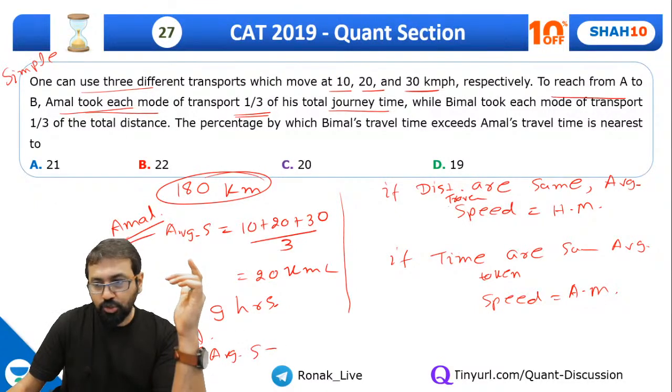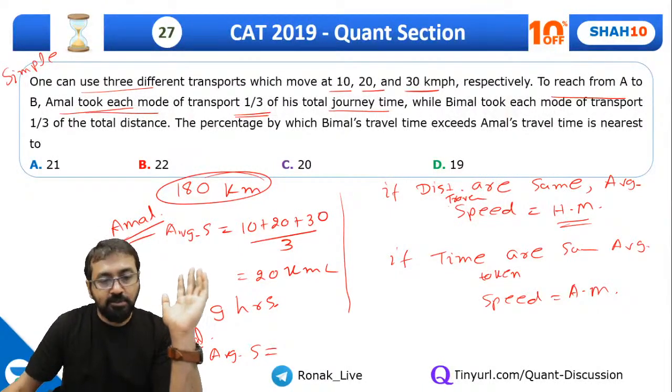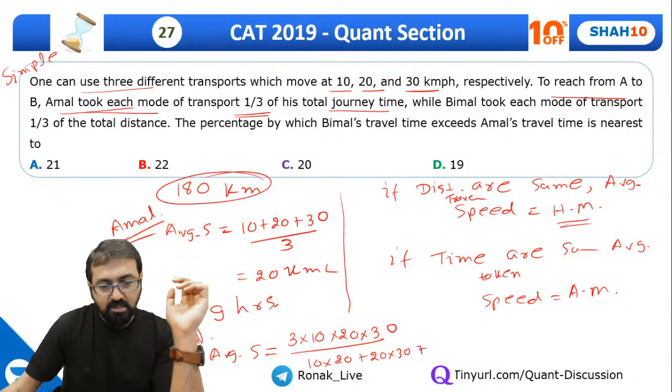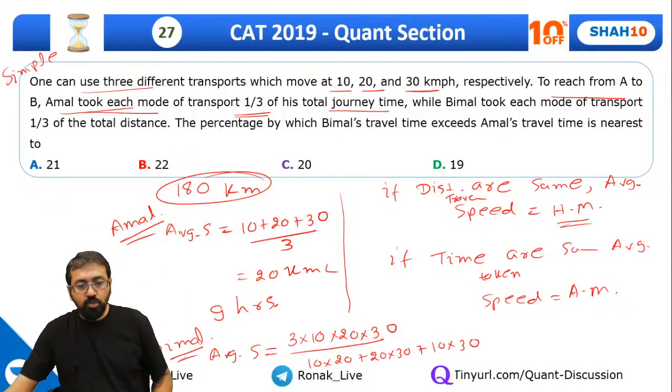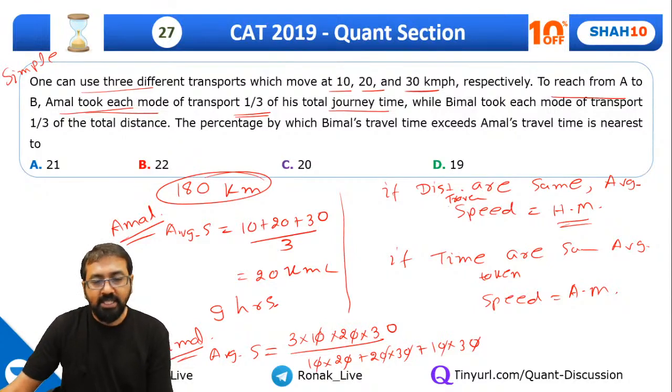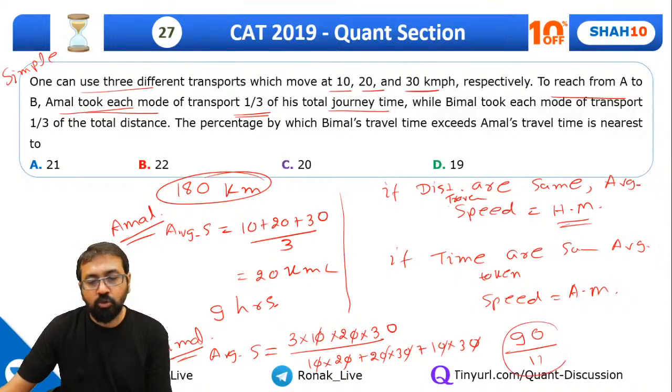Same way for Bimal, average speed should be harmonic mean, because he traveled same distance for each of the speed. So it will be now 3 into 10 into 20 into 30 divided by 10 into 20 plus 20 into 30 plus 10 into 30. So this will be the average speed. Now what is this value? 200. Of course, we can cancel off 2 zeros from numerator and denominator. So this will come out to be 90 divided by 2 plus 6 plus 3, 11. So average speed came out to be 90 by 11.